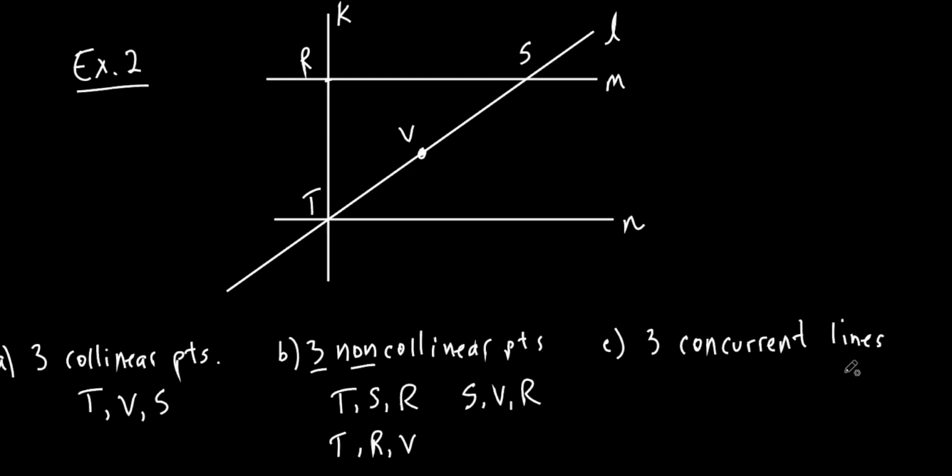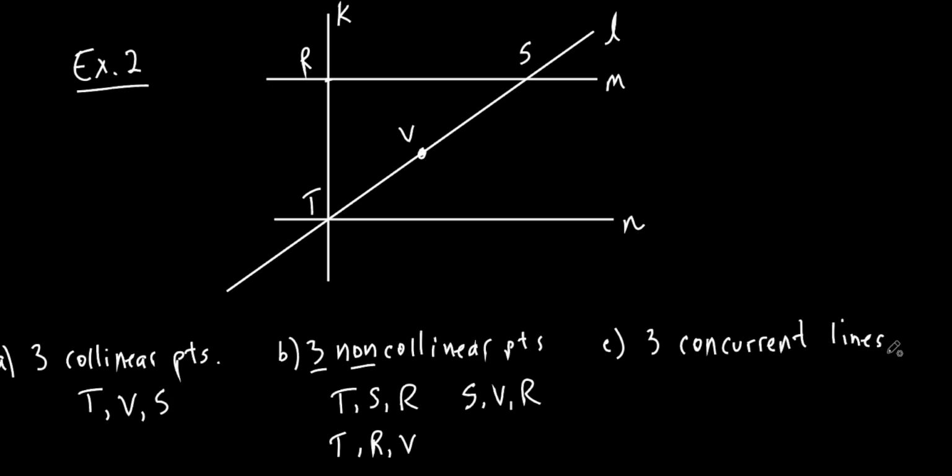So I want to look for 3 lines. Well, I've got a bunch of lines: line K, line L, M, and N. I want to find 3 lines that all intersect at the same point, at one point. What do you think?